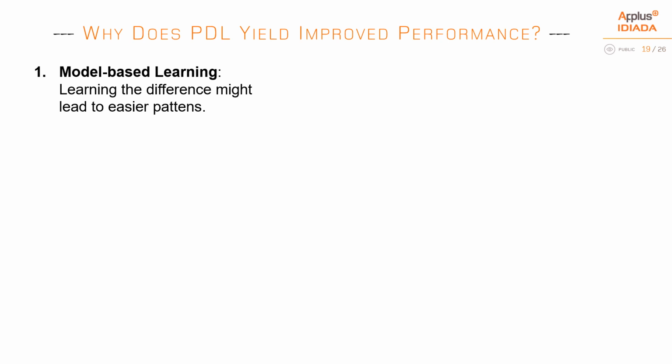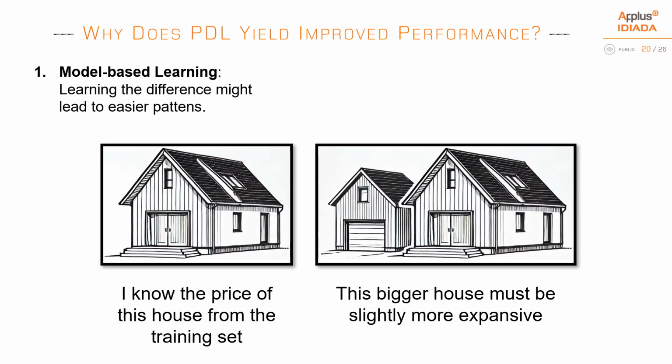Our first assumption is that learning the difference between pairs is simply easier. For instance, consider the Boston dataset, where the goal is to predict house prices. Given a pair of similar houses, it becomes straightforward to predict the difference in price.